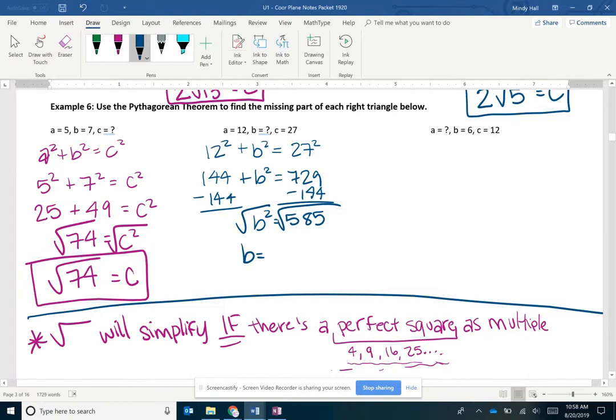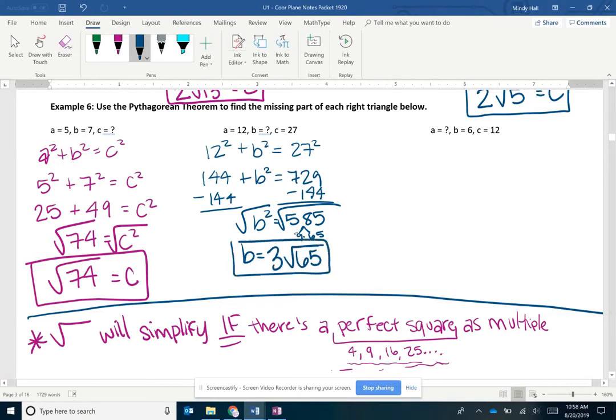585 divided by 9 is 65. And making sure 65 is not divisible by anything. Not going to be divided by 9, 16. Okay, so then because 9 is a perfect square, that would be 3 times the square root of 65.